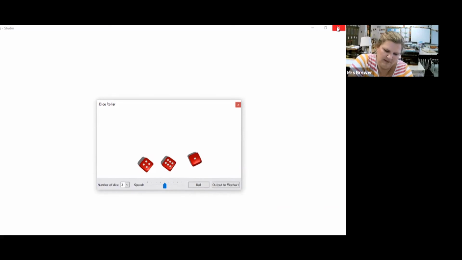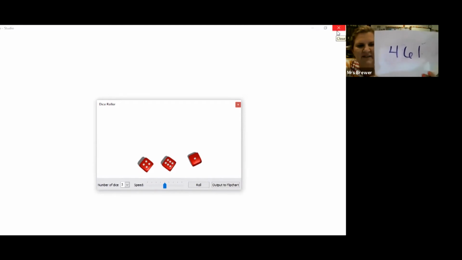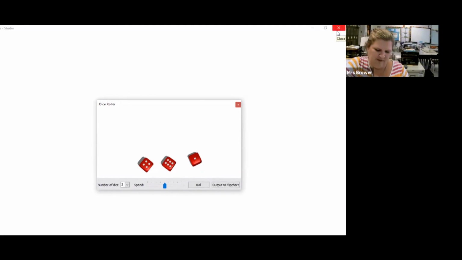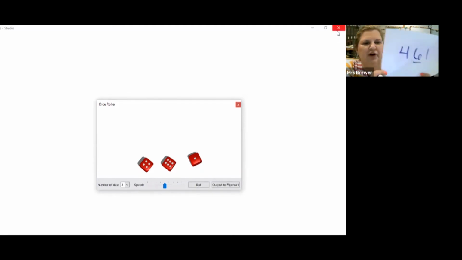So 461. We're looking for what is the value of my 6. And I'll underline it just because that's how we normally see it. Fill it out in our chart. What do we get?